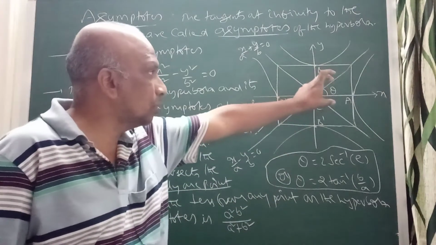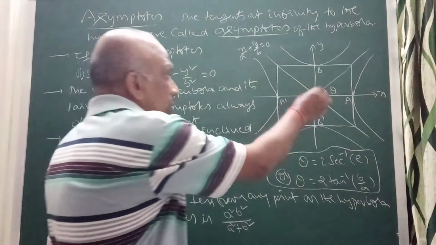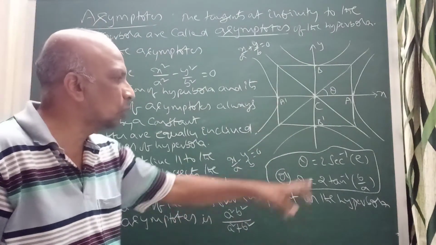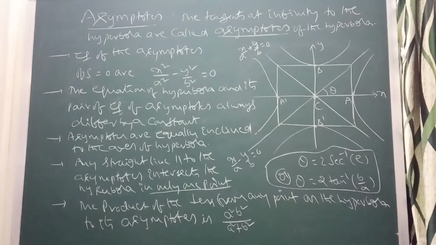Now, the angle between the asymptotes. You can see here, this is theta, this is also theta, so in total 2 theta you will get. So the angle between the asymptotes is theta equal to 2 secant inverse of e. When I am talking about the angle between the asymptotes, I can consider theta equal to 2 secant inverse e.